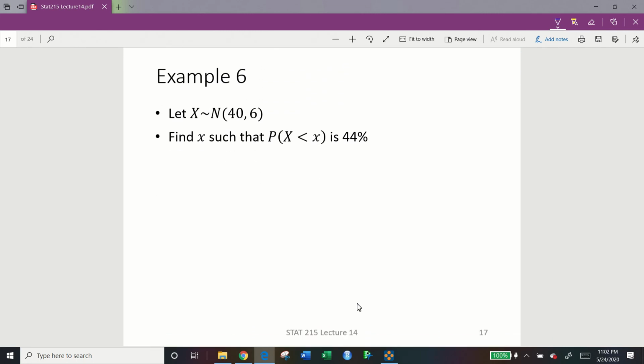So let x follow the normal distribution with mean of 40 and sigma, or standard deviation, of 6. We want to find x such that the probability of x less than x is 44%. Okay, so first, we're going to need to find z such that the probability of z less than z equals 0.44. We did this in our previous lecture.